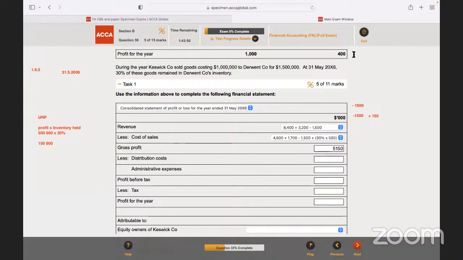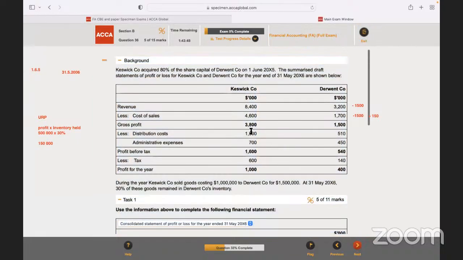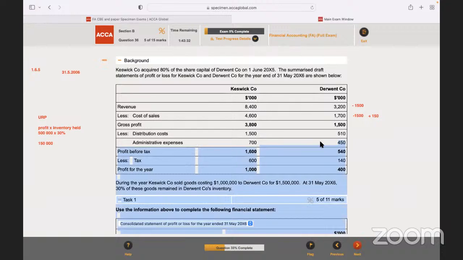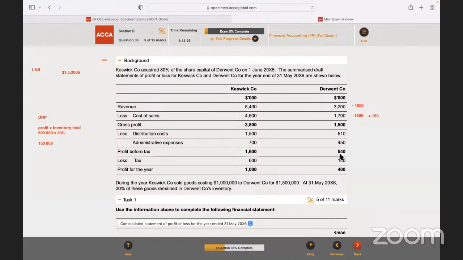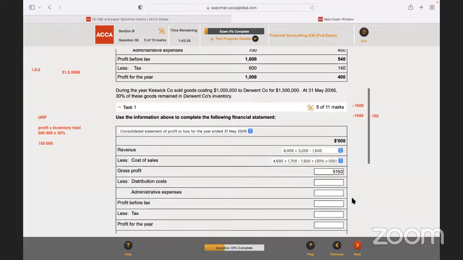So distribution cost, guys, how should we get the answer? Distribution cost is 1,500 plus 510. So the answer will be how much, guys? 2,010. Administration expenses, guys, how should the answer be? 700 plus 450. So that will be 1,150. Okay, let me write those two answers down faster. 2,010 plus 1,150. Done.